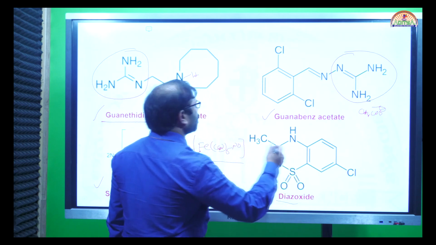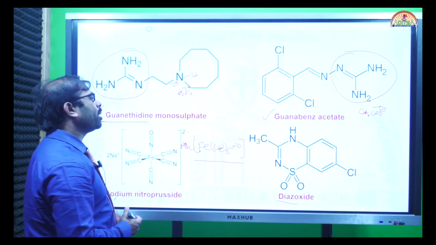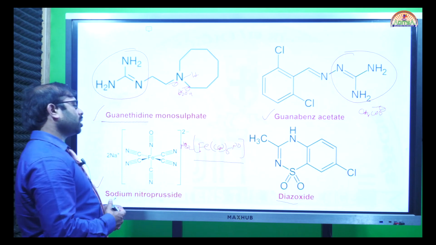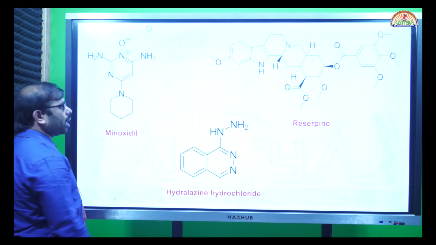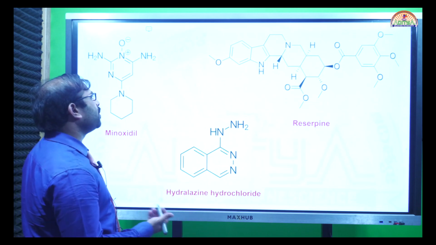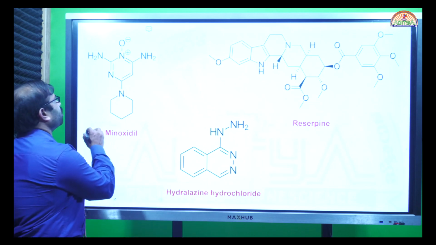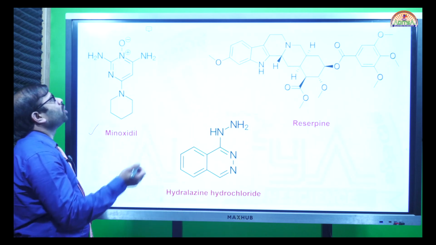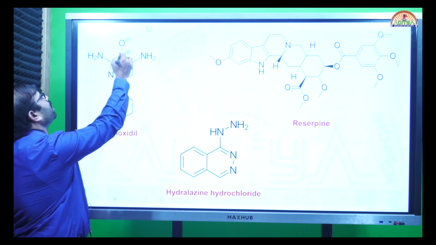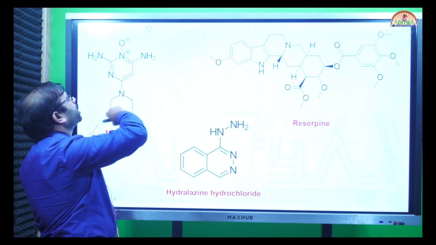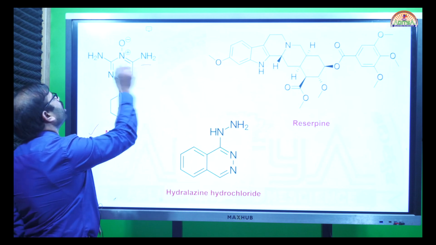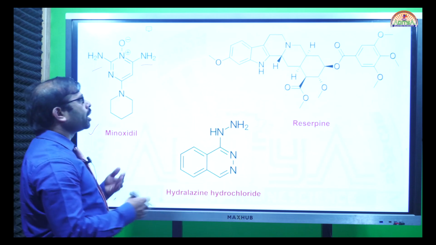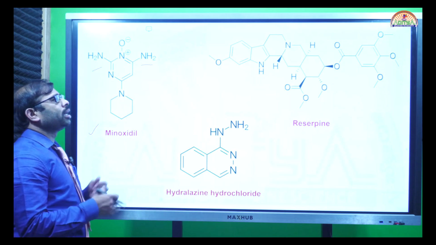It is also a sulfonamide kind of derivative. We have seen the structures of sulfonamides in the previous classes, and it is almost similar to sulfonamide structures. That is diazoxide. Another three molecules have been given in the syllabus to study, starting with minoxidil. Minoxidil has a pyrimidine ring with an N-oxide, a heterocyclic compound with two free amine groups. It is an antihypertensive and is also used for hair regrowth.